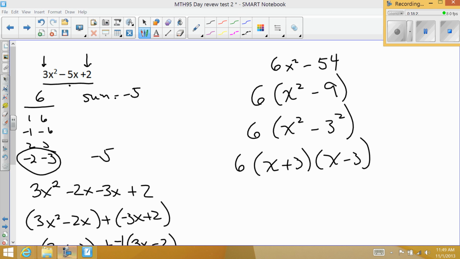How'd we do? This one had a common factor. I pulled out a 6 from both of the two terms. That left behind an x squared subtract 9. 9, I noticed, is a perfect square, so I really have x squared subtract 3 squared here. And this is one of my special forms. So x squared subtract 3 squared will factor to x plus 3, x subtract 3.